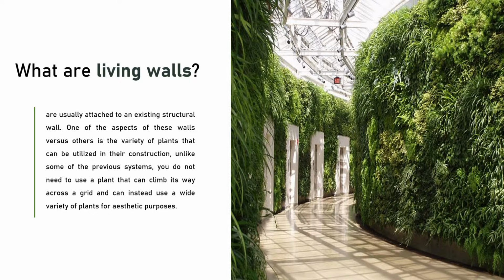So as you can see, with the previous type, which is the green facades, we are much more limited. We use plants that can grow up high, while in the living walls, we can use a different variety of plants.